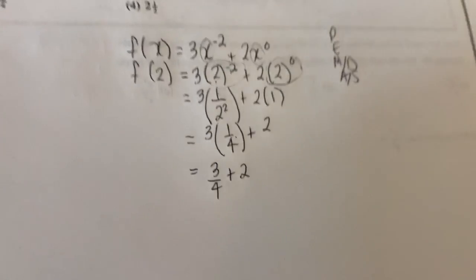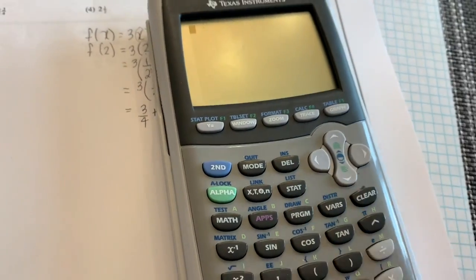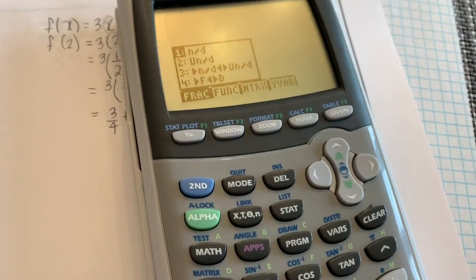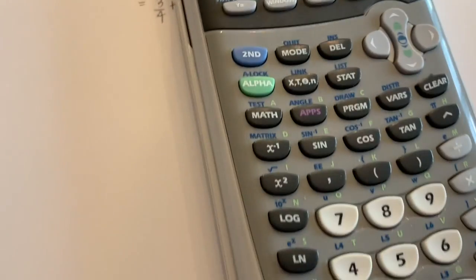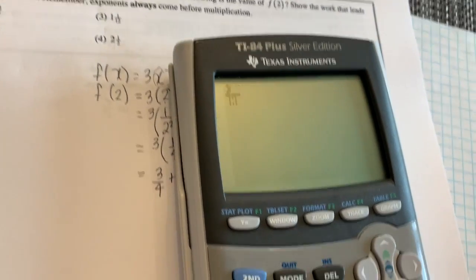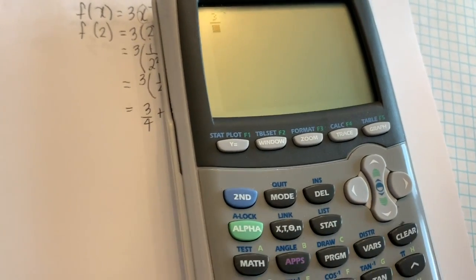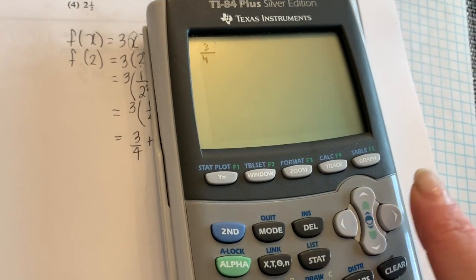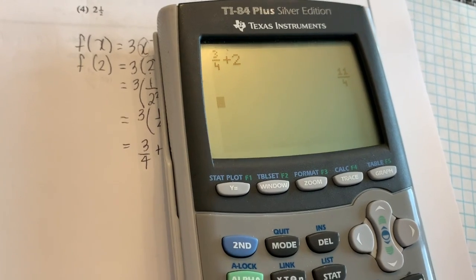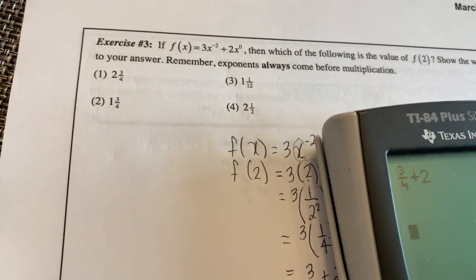But with 3/4 plus 2, I wanted to show you, remember, to do a fraction in the calculator, do alpha, y equals, and enter for the first n over d. And you can plug this right in. You can do 3/4, just go to the down arrow to get to the denominator. And then to get out of the fraction, use the side arrow, plus 2. And you get 11/4, which is not here.